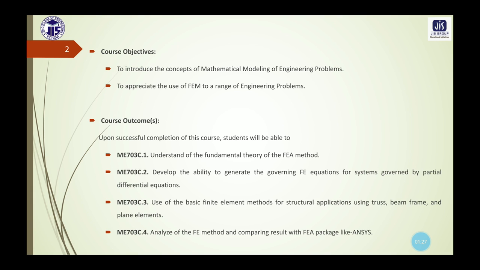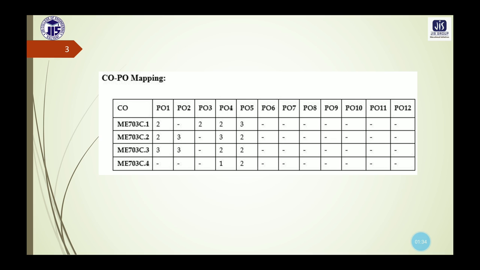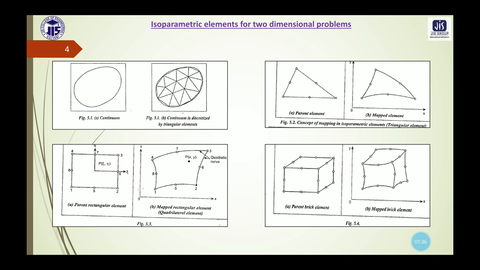These are the course objective and course outcome for this course, finite element method. This is the actual COPO mapping. So we will start from this slide, isoparametric elements for two-dimensional problem. Four different diagrams you can see here, figure 5.1, 5.2, 5.3 and 5.4. What are these actually?